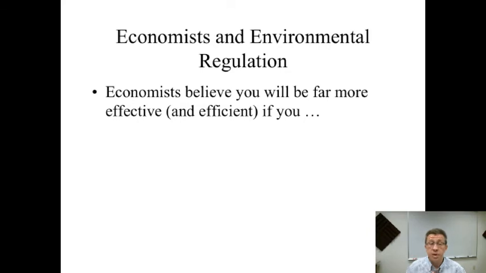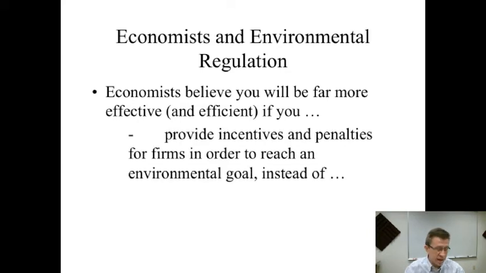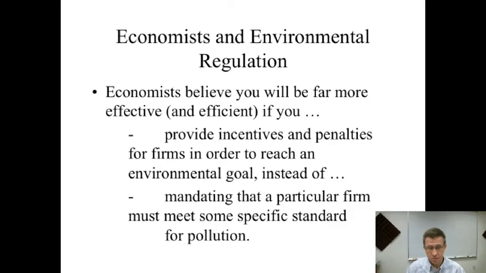So what do economists recommend with this? Economists do not advocate a mandate of some specific standard on a level of pollution. It's not efficient to say to a particular firm, you may not use this method, or you may not produce, or you have to cut down the pollution by so much. It's much more efficient to say, we've got to get to a certain level of pollution within society, and in order to do that, we're going to provide incentives or penalties.